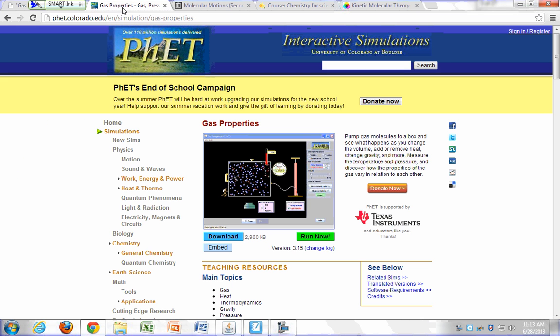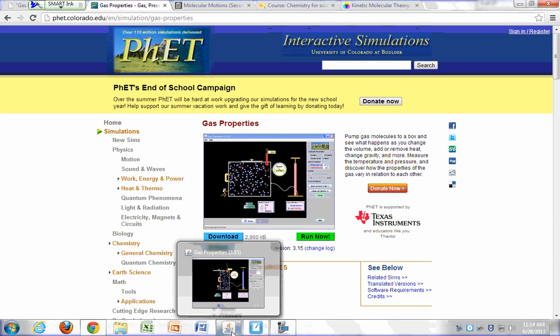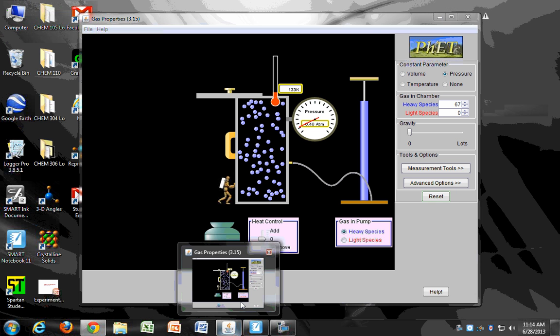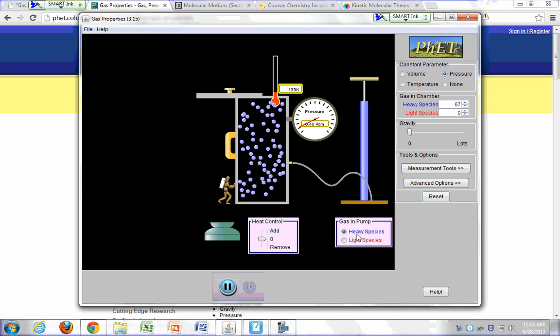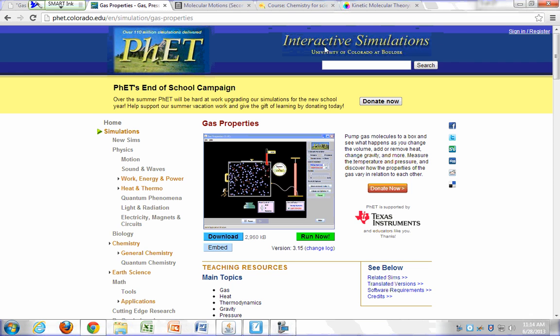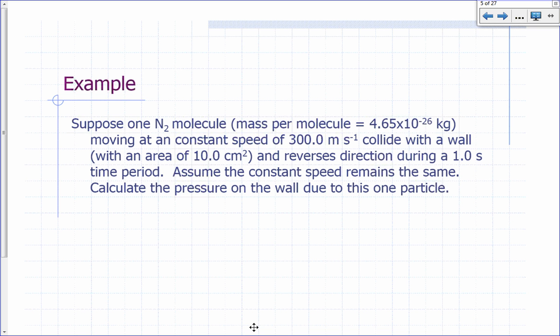Here's another one. This animation is a Java applet. It's more interactive. We can make manipulations of it, so you can try to correlate pressure, temperature, and volume, and the relationship between them, with the behavior of the molecules. We're going to come back to that in just a short while. So anyway, let's look at this example.